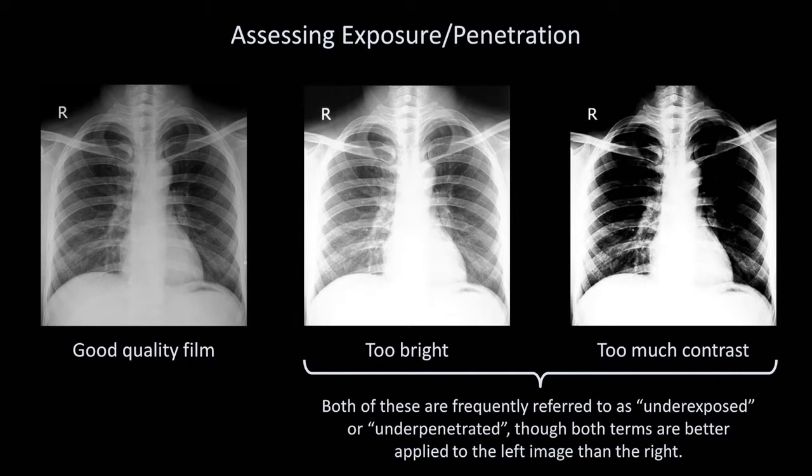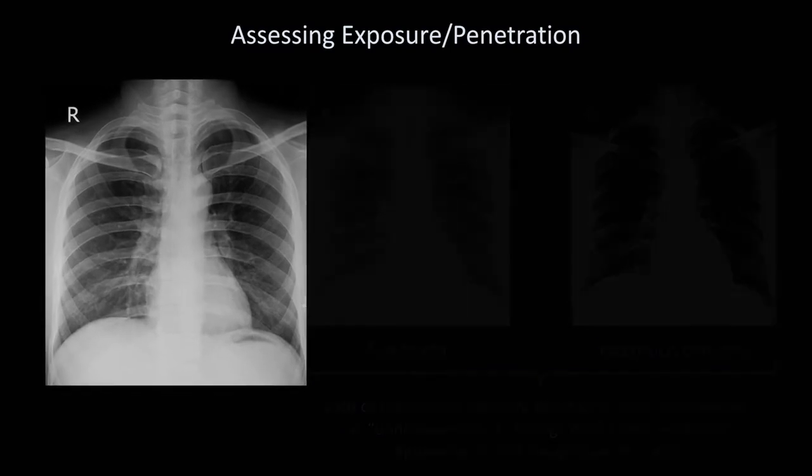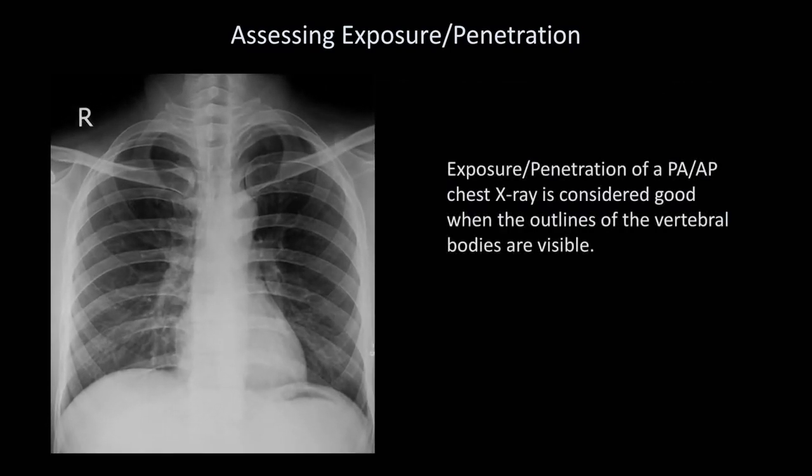Is there a way to assess penetration that is more precise than Gestalt? There is. Let's focus in on the good quality film. The penetration of a PA or AP film is considered good when the outlines of the thoracic vertebral bodies are just barely visible behind the heart. I find it easiest to look for this by focusing on the intervertebral spaces. And here they are.